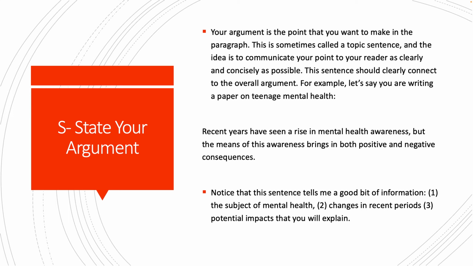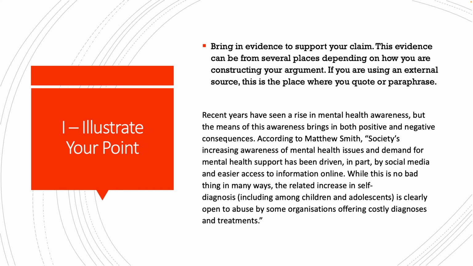So I want to give you an example of what that is, which is: in recent years we have seen a rise in mental health awareness, but the means of this awareness brings both positive and negative consequences. So if I'm writing a paper on teenage mental health, you can see that what I'm doing in this sentence is that I'm going to talk about changes in mental health in recent periods, where it talks about the rise in mental health awareness in recent years, and then potential impacts that you will explain if this was going to be your paragraph.